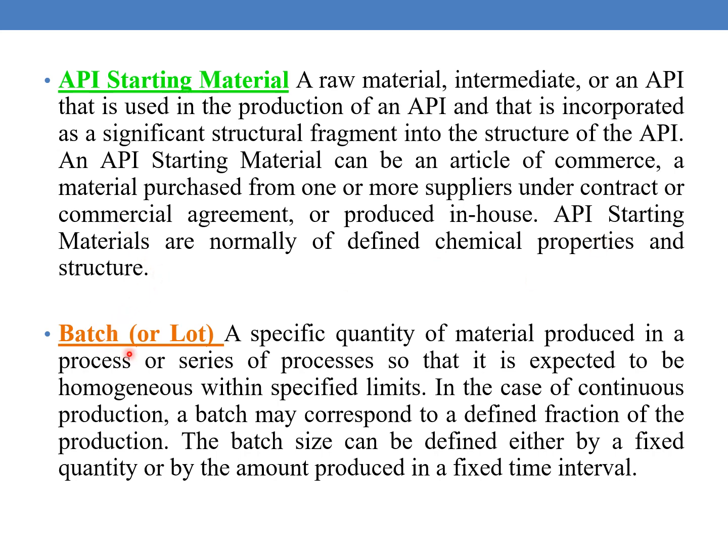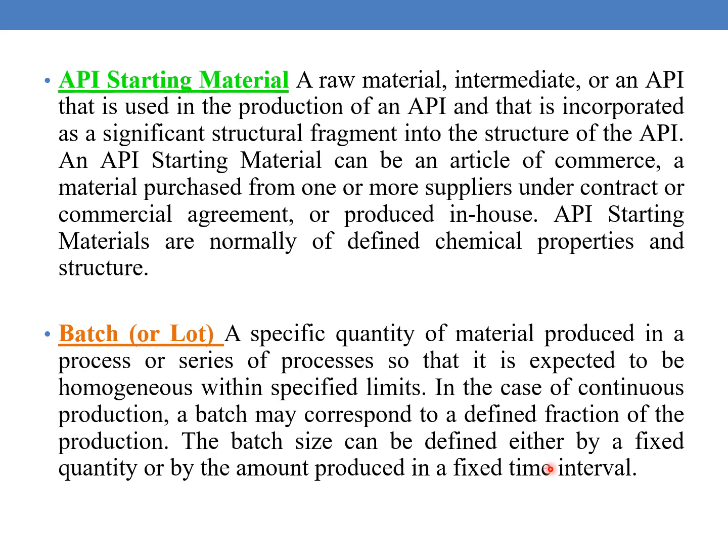Coming to batch or lot. What is batch? A specific quantity of a material produced in a process or series of processes so that it is expected to be homogeneous within specified limits. In case of continuous production, a batch may correspond to a defined fraction of the production.